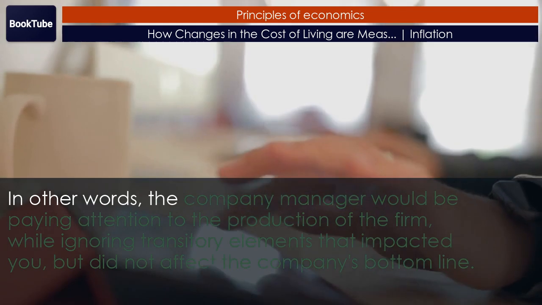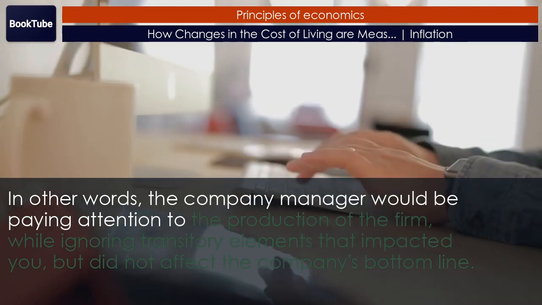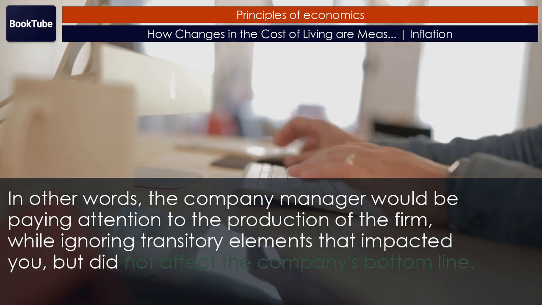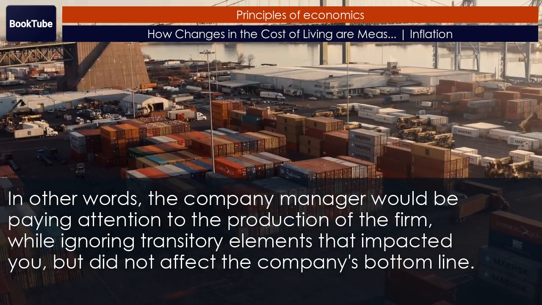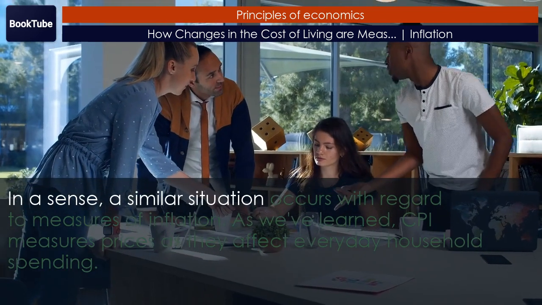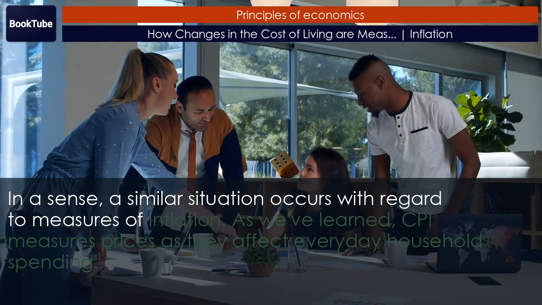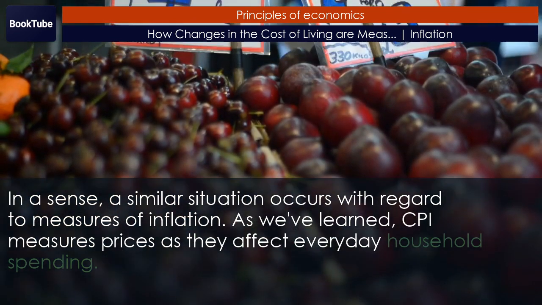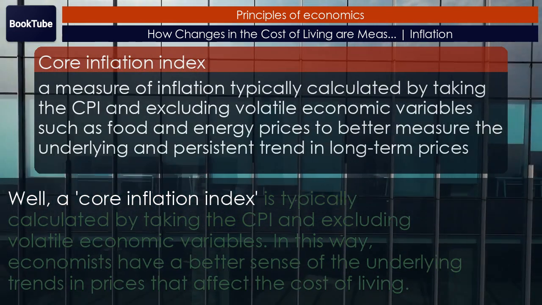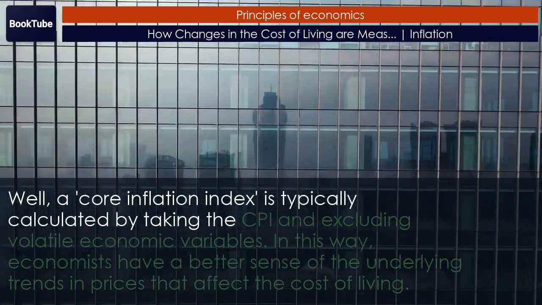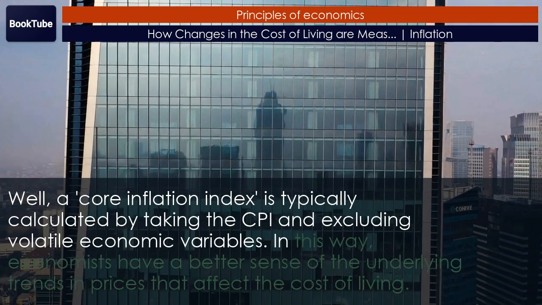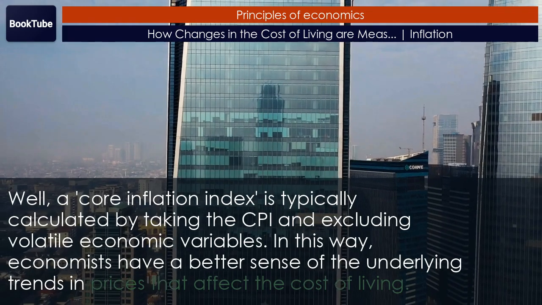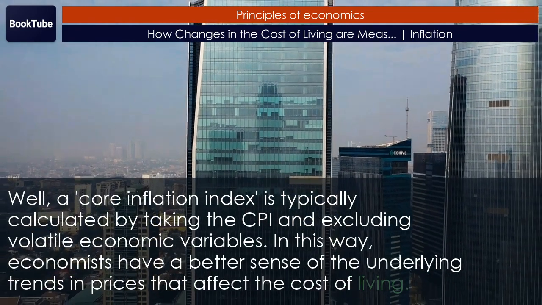In other words, the company manager would be paying attention to the production of the firm, while ignoring transitory elements that impacted you, but did not affect the company's bottom line. In a sense, a similar situation occurs with regard to measures of inflation. As we've learned, CPI measures prices as they affect everyday household spending. Well, a core inflation index is typically calculated by taking the CPI and excluding volatile economic variables. In this way, economists have a better sense of the underlying trends in prices that affect the cost of living.